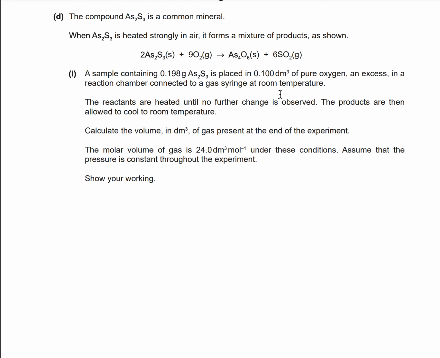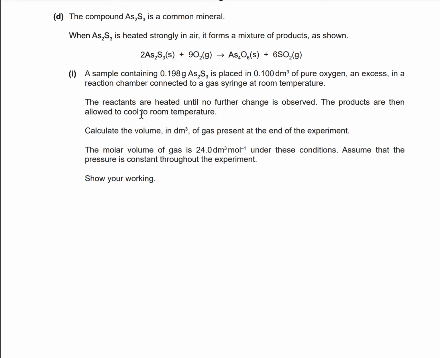a gas syringe at room temperature. These reactants are heated until no further change is observed. The products are then cooled to room temperature. Calculate the volume in dm cube of the gas present at the end of the experiment.